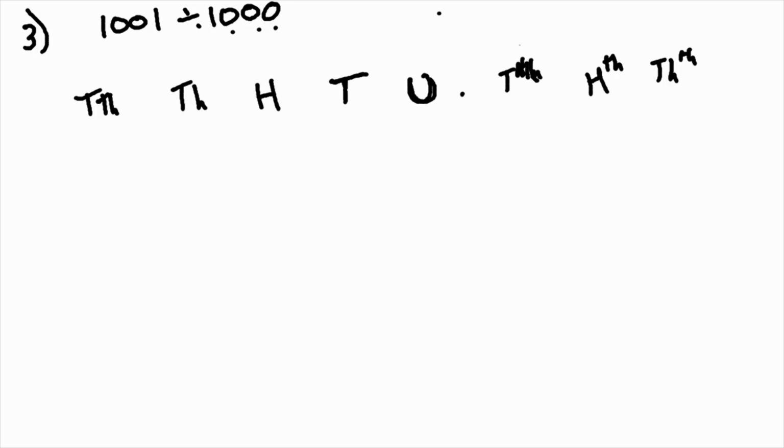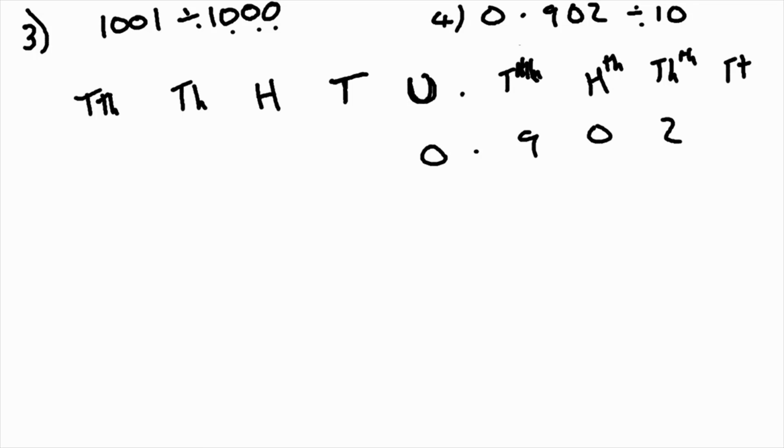Our last example is going to be 0.902 divided by 10. 0.902. We're going to need a column for our 10 thousandths, using a lot of T and H's there. When we're dividing by 10, we're shifting everything over by 1 to the right.